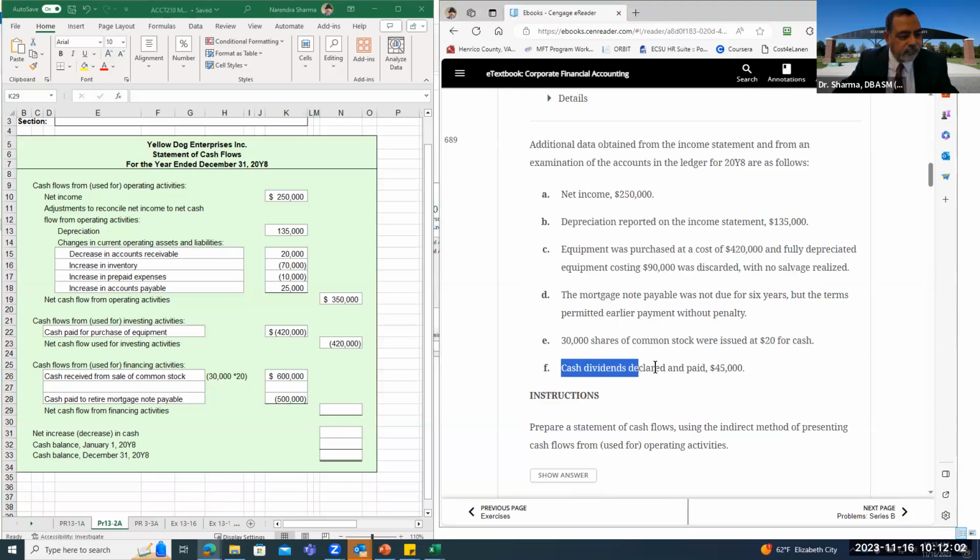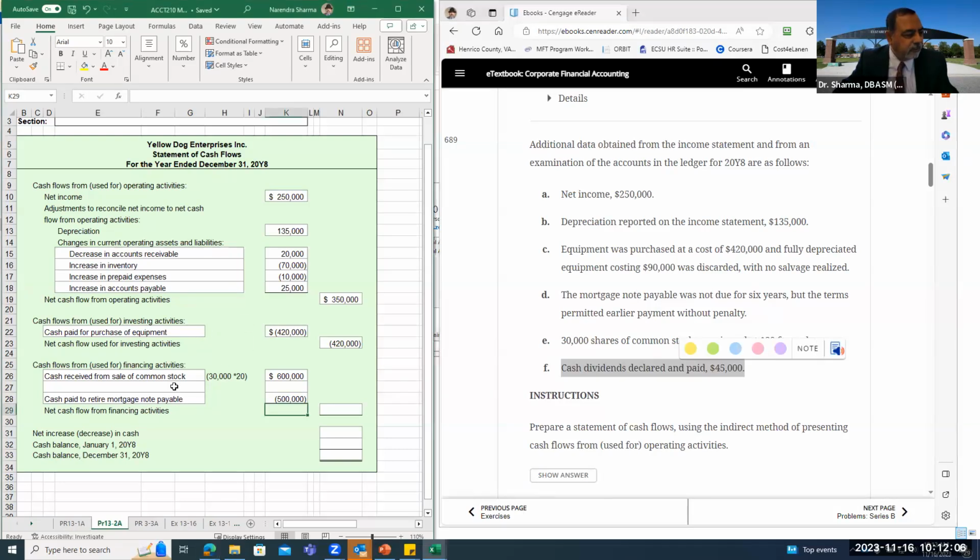It says cash dividend declared and paid 45,000. So we are good with that. We are told it is declared and paid. So we are interested in the paid amount. And since it is 45,000, I'll take it as minus. Again, this is positive and the two of them are negative because this is cash received, this is cash paid. Okay, so let's do the summation.